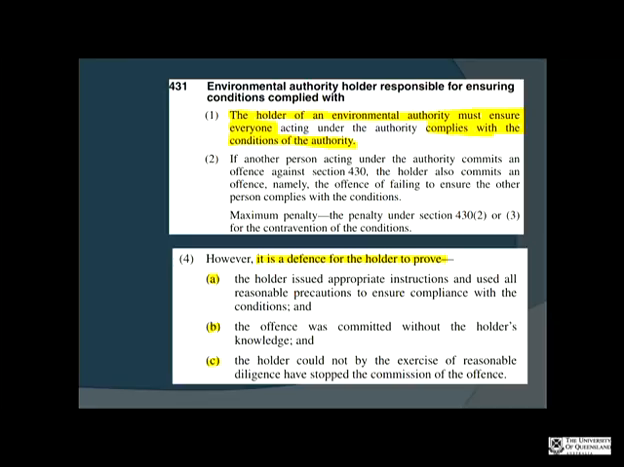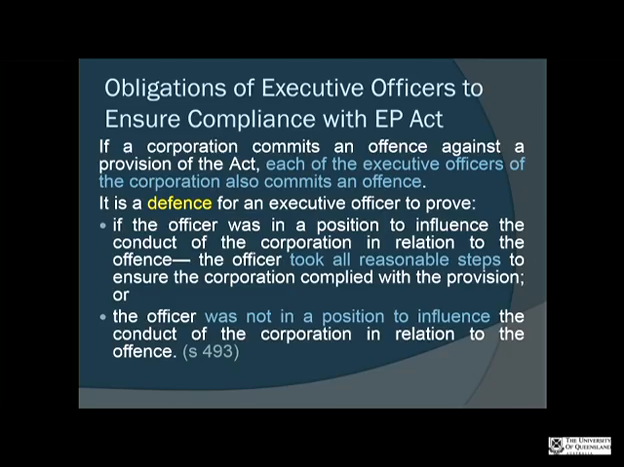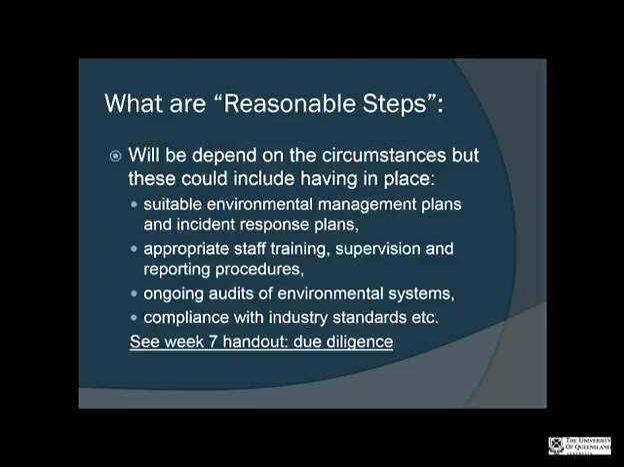So it's really meant to put quite significant pressure on whoever applies for the environmental authority to make sure that they apply for it.